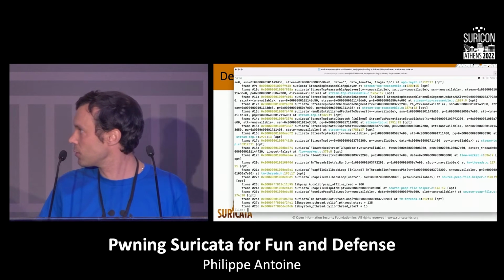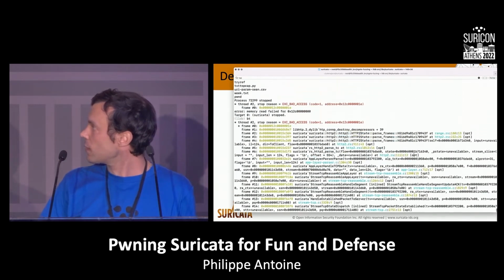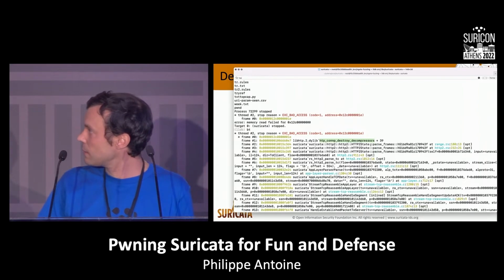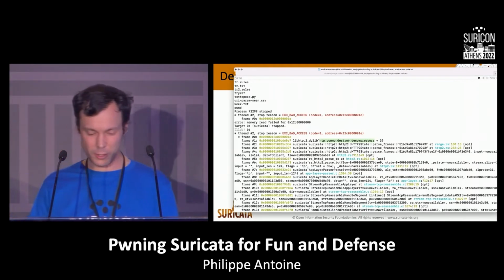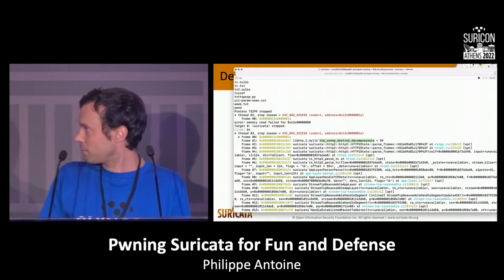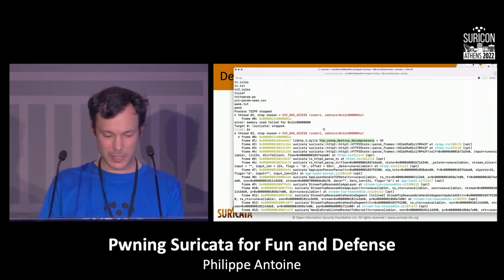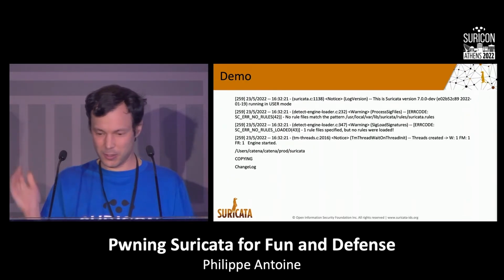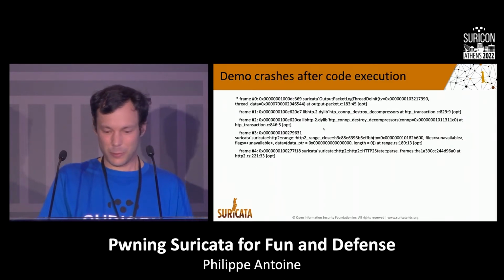And if we want to see the backtrace, we can see that the HTTP2 range parsing called the comp destroy decompressor, as it should not have. And then after executing some arbitrary bash command, it crashes because I did not set everything right, but I got arbitrary command execution.